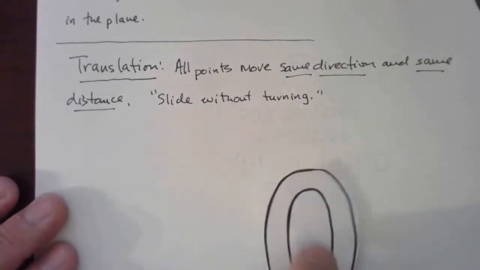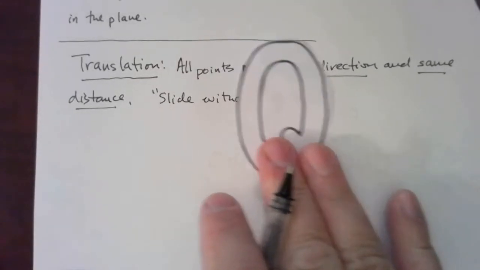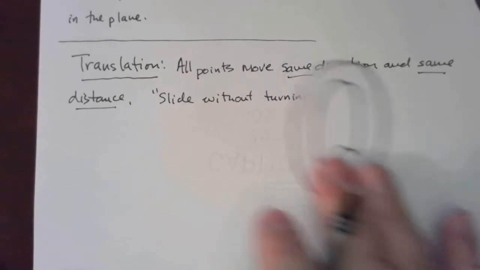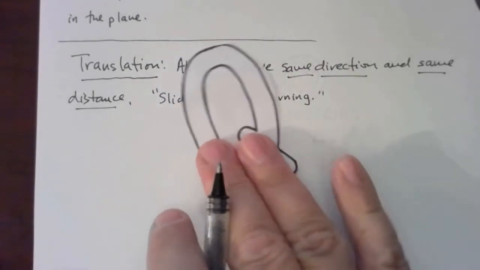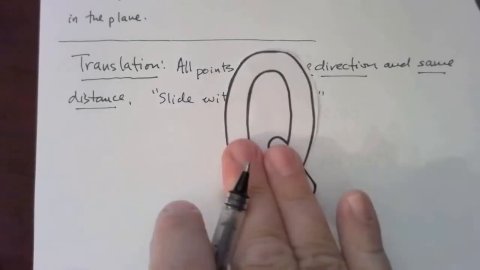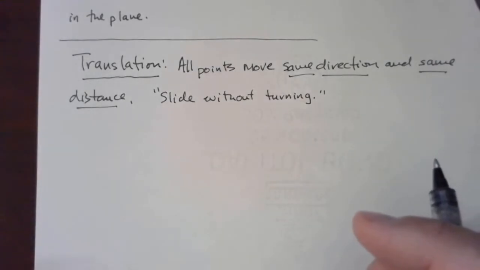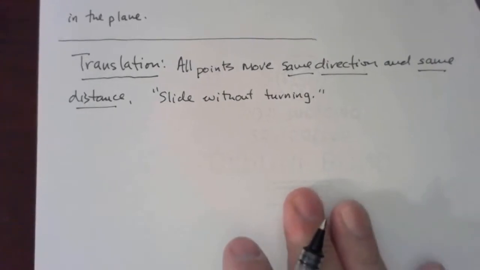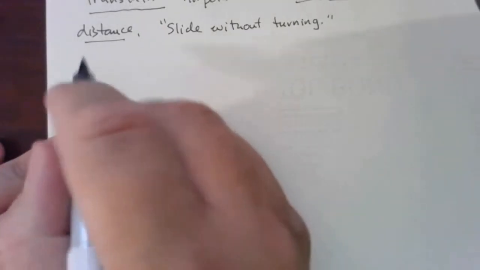So for example, if I have this Q here, a translation would take it and slide it without turning it to someplace else. It won't turn like that. It's just going to slide without turning in one direction. And every point on that Q was going the same direction, and every point on the Q was going the same distance.